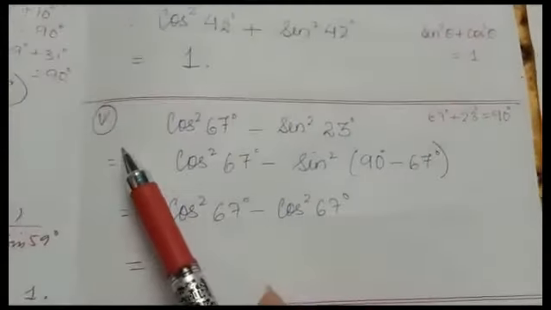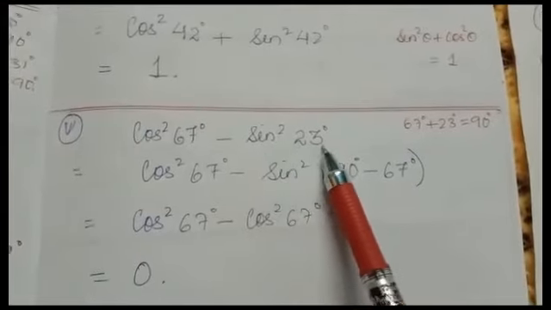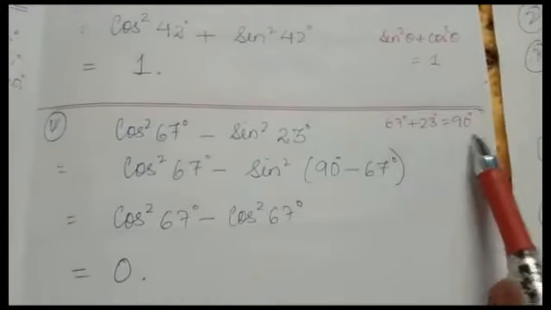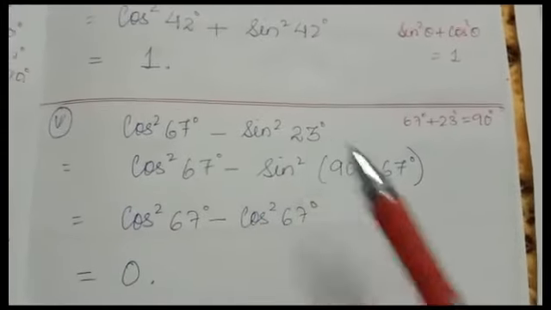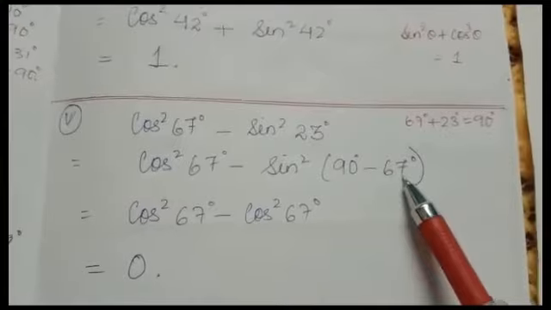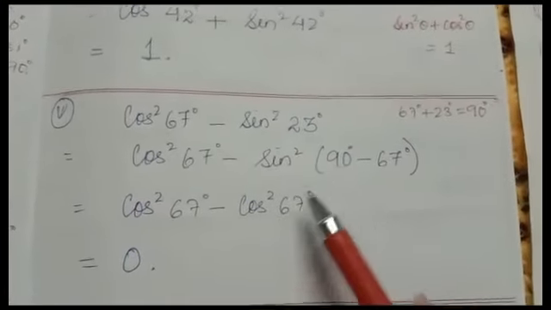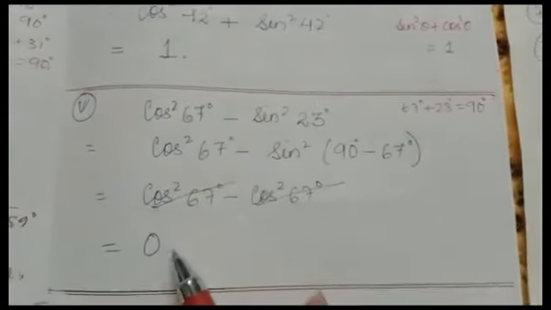Now next, question number 5. Cos square 67 degree minus sine square 23 degree. They are complementary. Its sum is 90. So we'll convert this 23 to 67. So in place of 23 we'll write 90 minus 67. So cos square 67 minus the complementary of sine, which is cos. So cos square 67 cancel. Answer is 0.